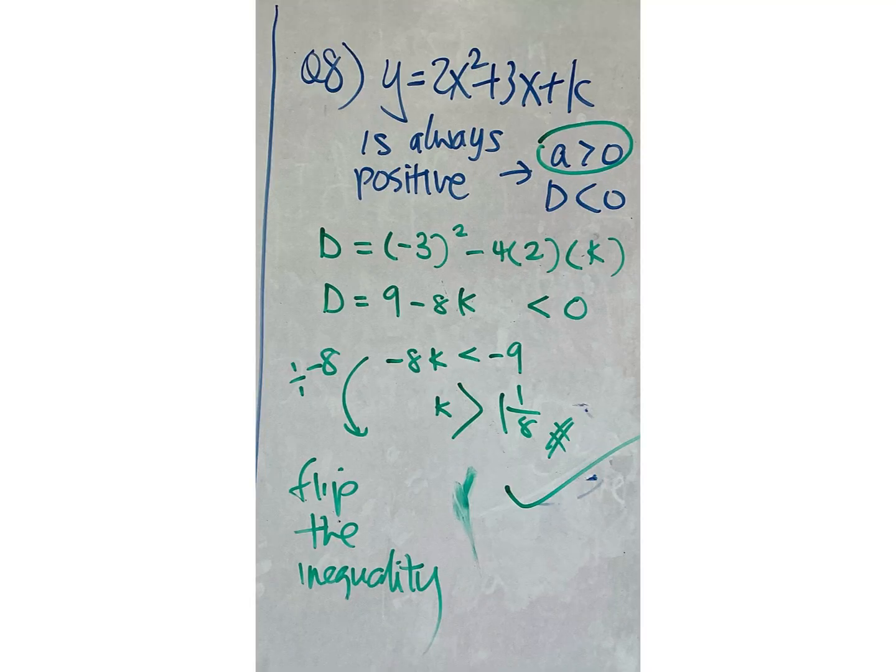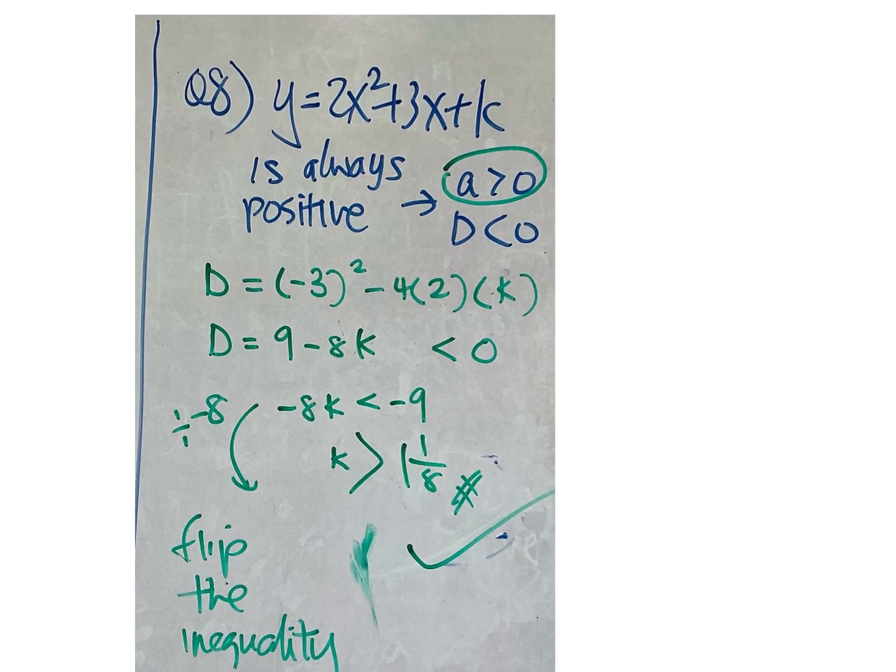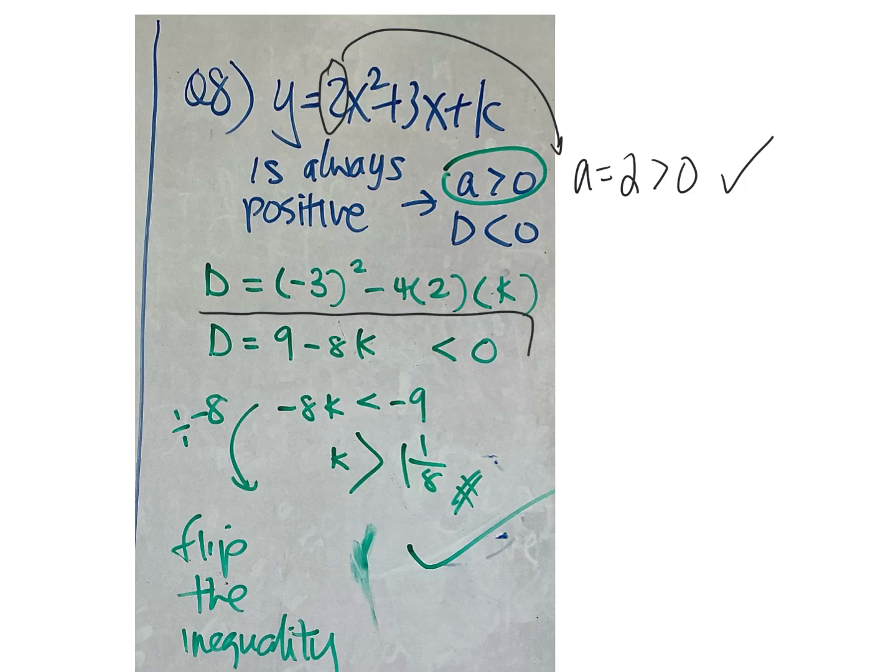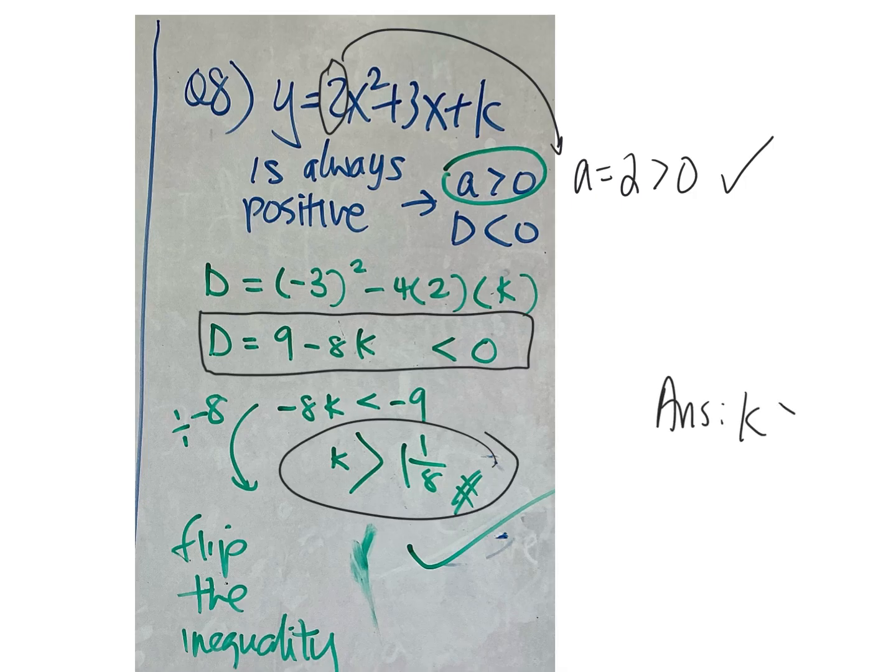Let's look at 8. First thing, I already know A is positive. So this one, no problem. It doesn't affect anything. But discriminant less than 0, you go and calculate and eventually solve it. This is your answer. You can give me a mixed number or an improper fraction, both are correct. So just double check. A is quite direct. No tricks, no traps.